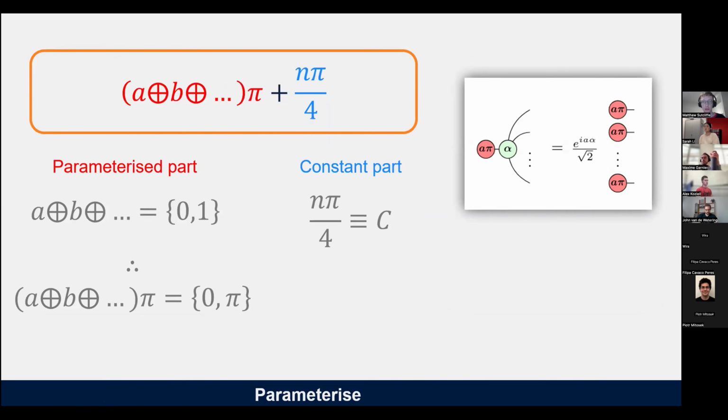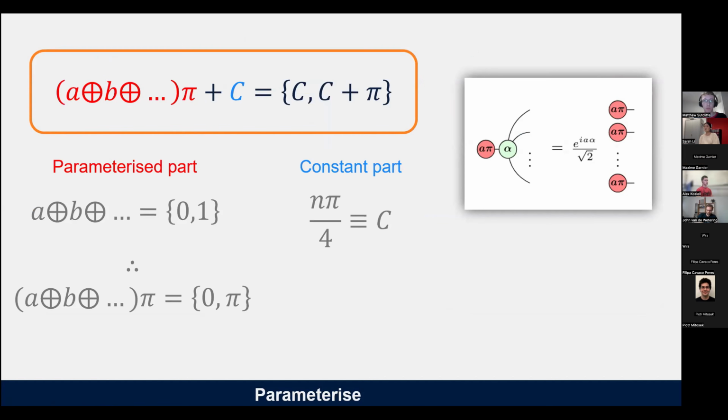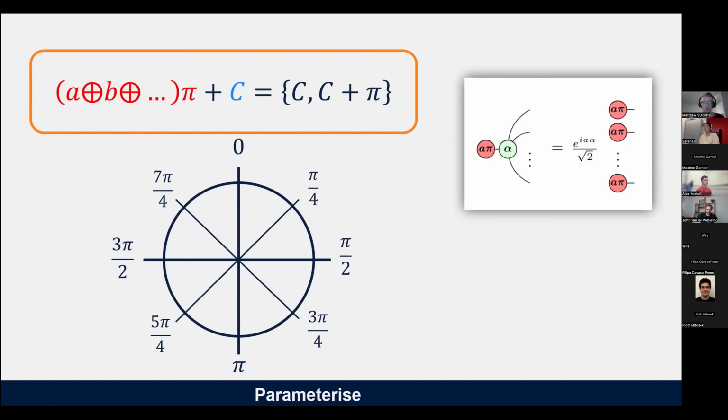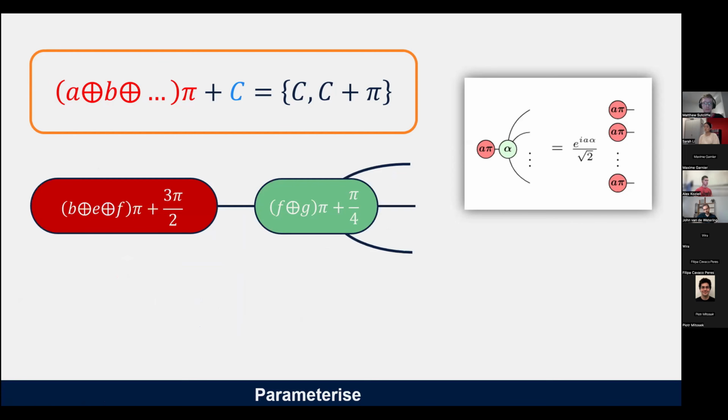And so given the format that we have here, we know that the phase is either C or C plus pi. It's always in this domain separated by pi. So if we express this as a wheel of phases, they're always opposite ends of each other. So if the constant part is pi over 4, then we know that this phase could be pi over 4, or it could be 5 pi over 4. If the constant part is pi over 2, then we know that the phase could be pi over 2 or pi over 2 plus pi, which is minus pi over 2.